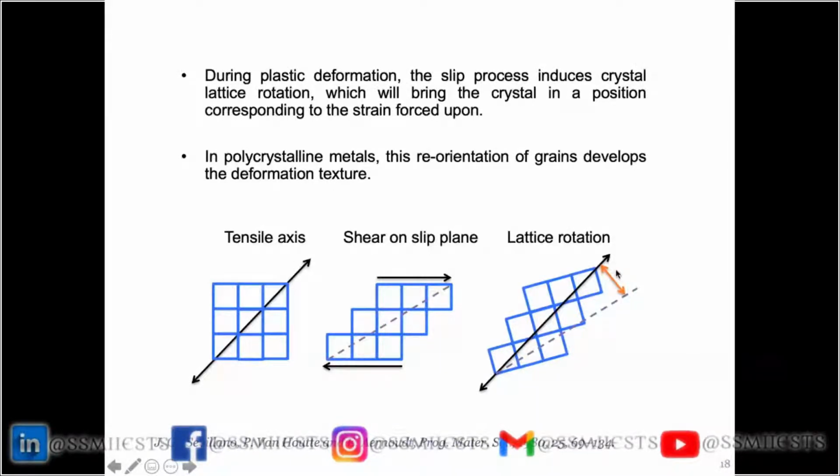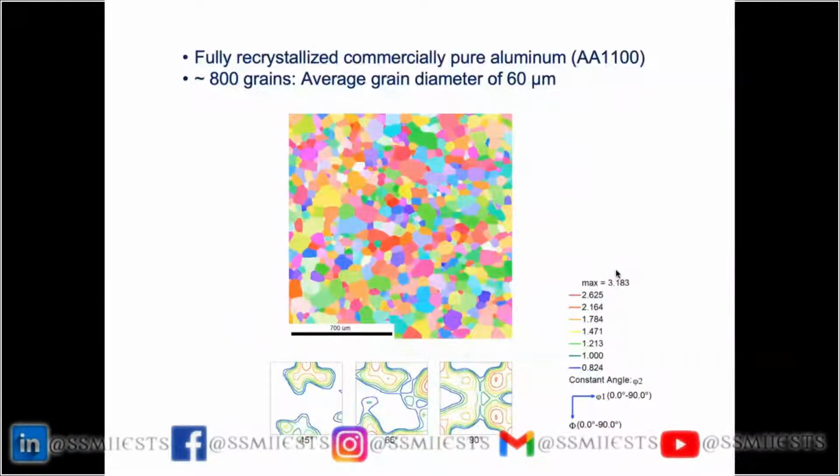If the orientation of the crystal changes, and if this occurs for many crystals at the same time, then you have a formation of texture. For example, starting with a random texture, after an amount of deformation you will generate a certain texture. And of course, it's very interesting, so we want to understand how texture changes during plastic deformation.